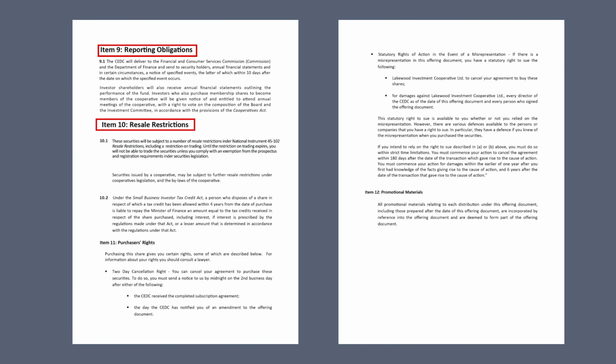Items 9, 10, 11, and 12 of the offering document contain information applicable to all CEDCs. The offering document form provides standard wording to be included in each of these sections. Generally, you will not be required to edit the suggested wording for these sections and can include additional information as required.